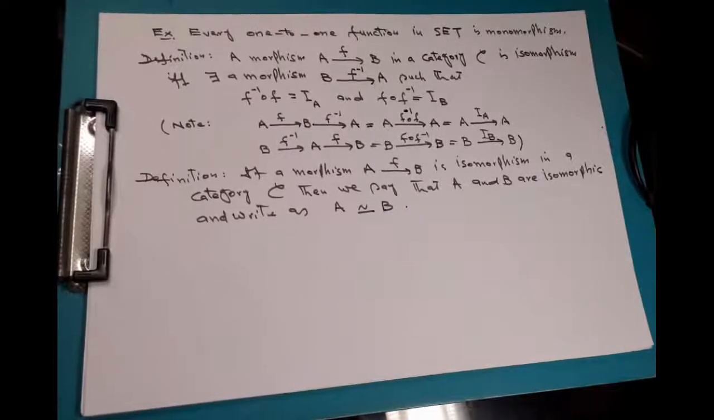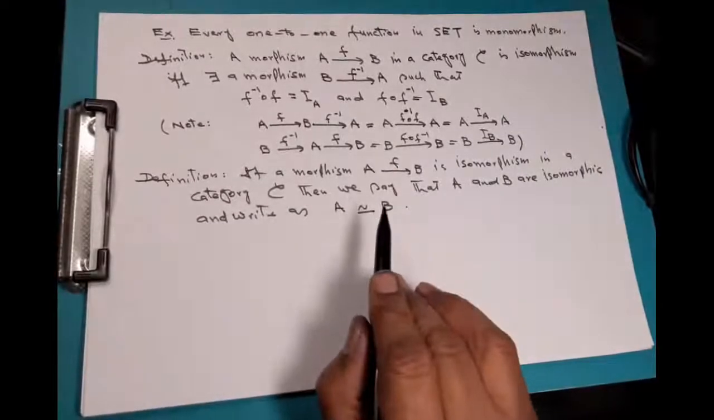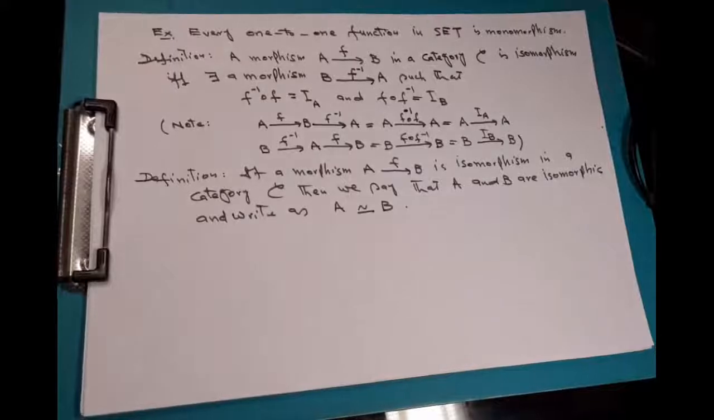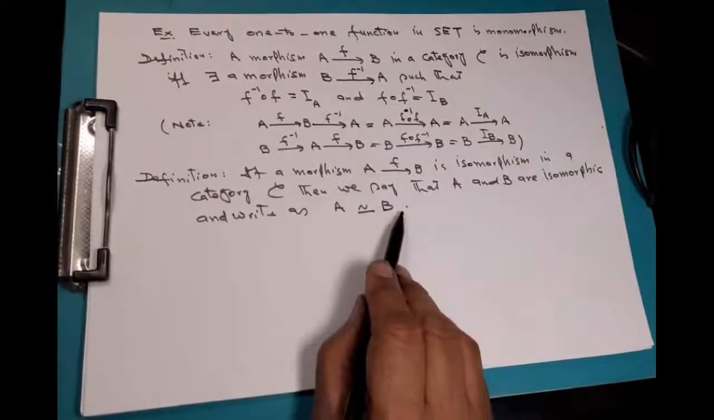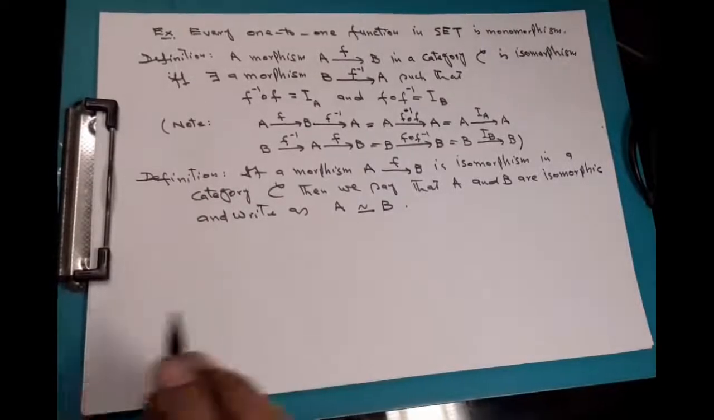And you are very well aware of this concept because you have proved many theorems about two groups being isomorphic with each other, two rings being isomorphic with each other. Maybe you have done similar things with other algebraic structures as well. But anyway, if F is isomorphism, then we say that A and B are isomorphic, and this is the symbol which we use for showing that A and B are isomorphic. Let's come to a proposition.